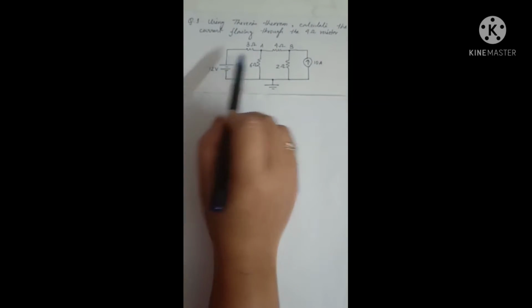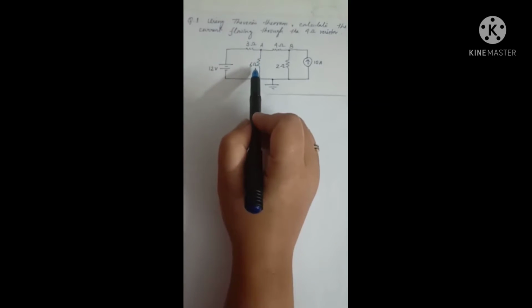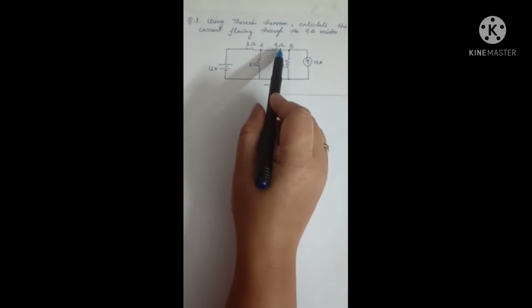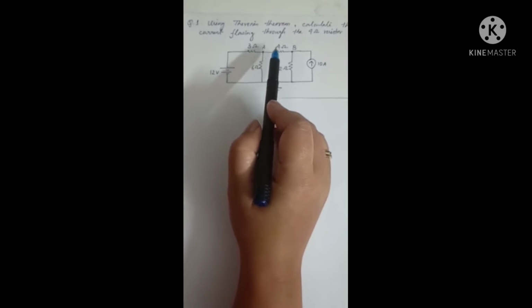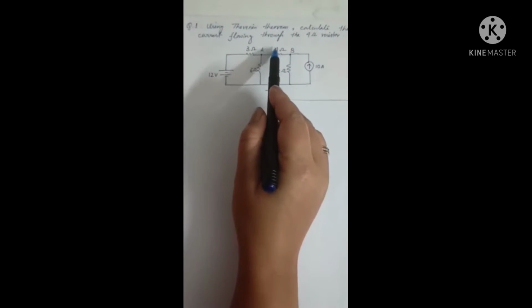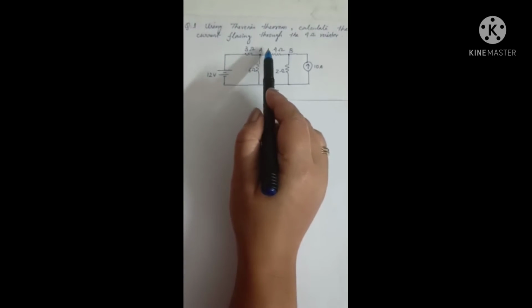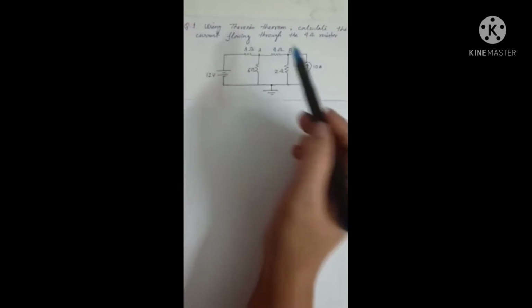A 12 volt source, 10 ampere current source, and 3 ohm resistor, 6 ohm resistor, 2 ohm resistor, and this is 4 ohm resistor. So you are asked to calculate the current flowing through the 4 ohm resistor. That means the current flowing through this resistor that you have to calculate. It means that this 4 ohm resistor is our load resistor.